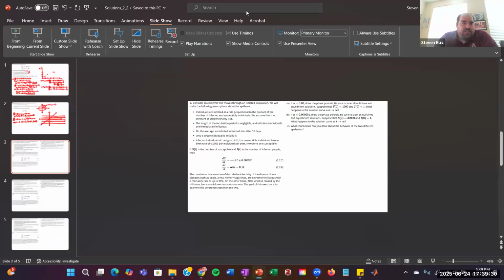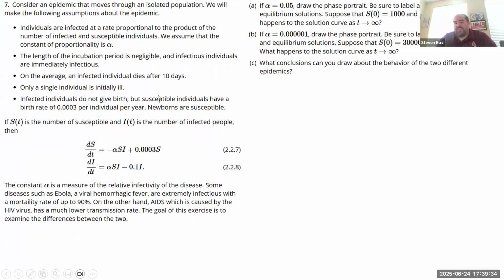All right, let's go back to the slideshow. A lot of information here. We're looking at the SIR model again, how an epidemic moves through a community. It moves through an isolated population, so people are not coming in and out of this area.